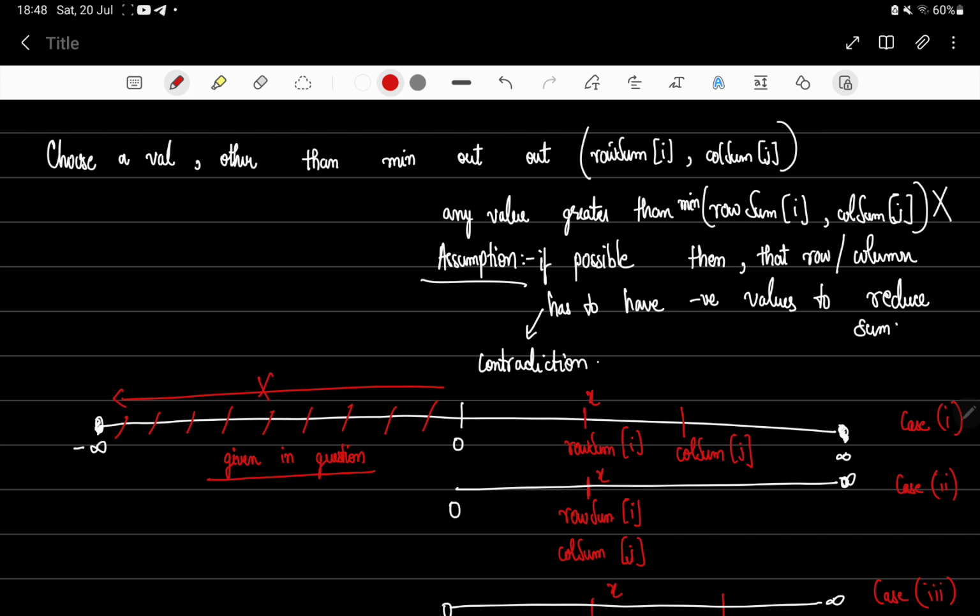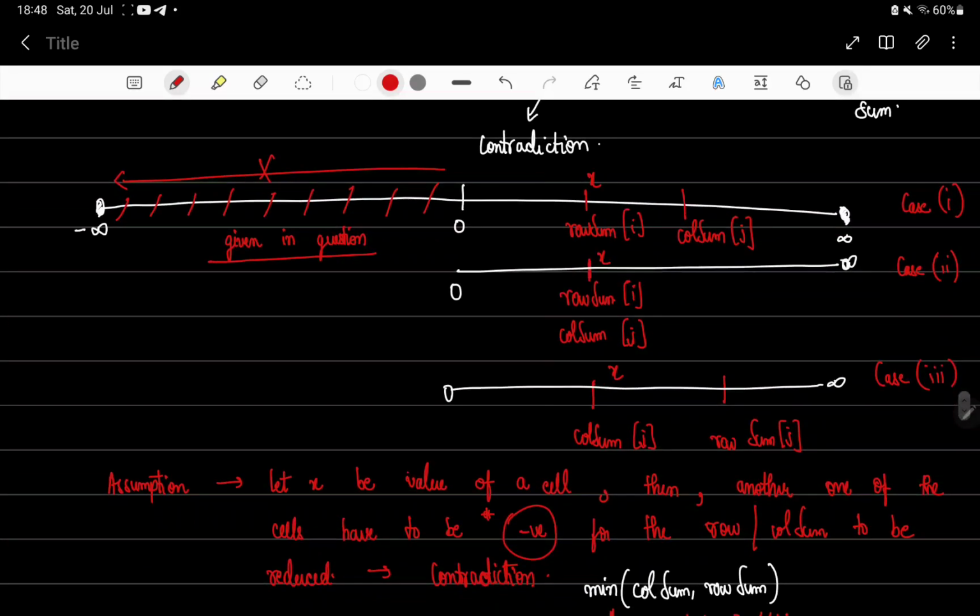Now suppose I say there are only 3 cases possible over here: at any ij cell, the row sum of i and the column sum of j will have some values. Those values can be different, in which case either of them can be greater than the other, or else both can be the same, which is the other case. These are mutually exhaustive cases.